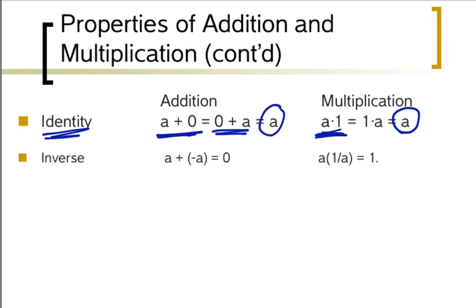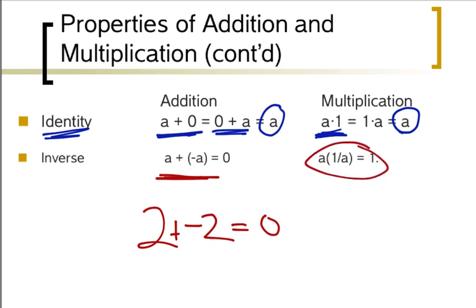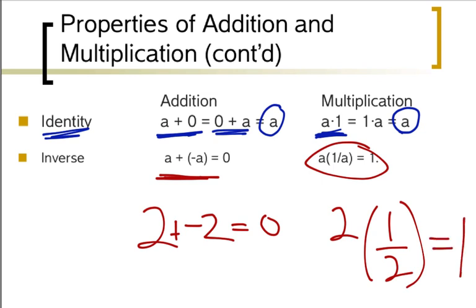Now inverse. If I have a number like 2, its additive inverse is negative 2. In other words, 2 plus negative 2 is 0. So whatever the opposite of a number is, that's its additive inverse. Now multiplicative inverse is if I take a number like 2, I need 1 over 2. It's whatever causes it to cancel to be 1. Okay, so that's the inverse property. So whatever the number is for multiplication, if you just flip it over, in other words, if I had 3, its inverse would be 1 over 3.